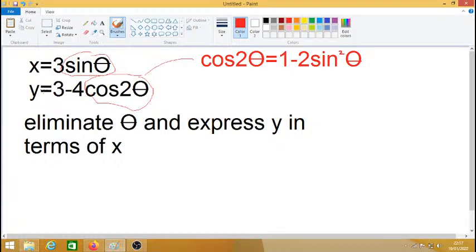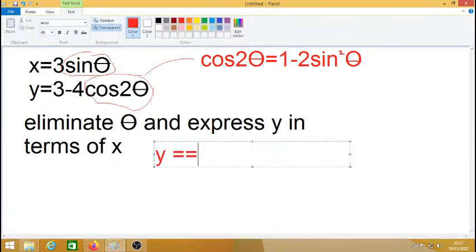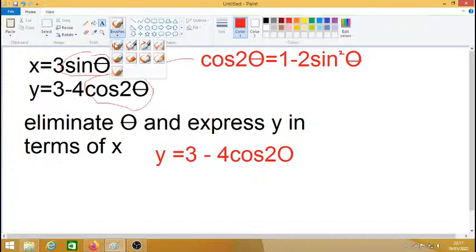So let's put it in. Let's take a copy of that second equation. We've got y equals 3 minus 4 cos 2 theta. Let's take everything onto the other side except the cos 2 theta. That will make it easier to substitute. So we can take the 3 across. Probably easier to take the minus 4 cos 2 theta across first to make it a positive. But instead, I'm just going to multiply everything by minus 1.